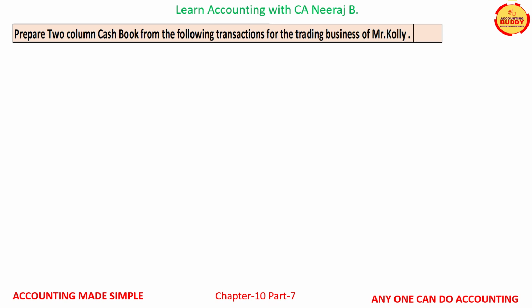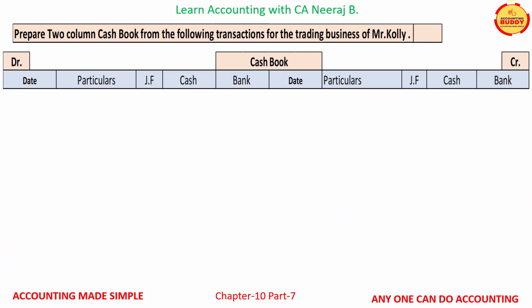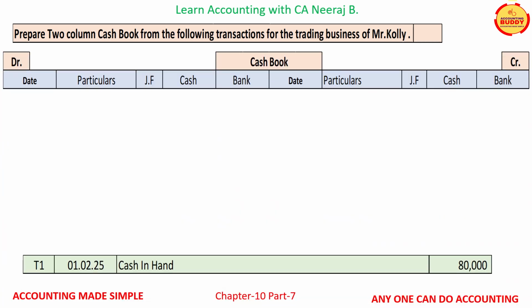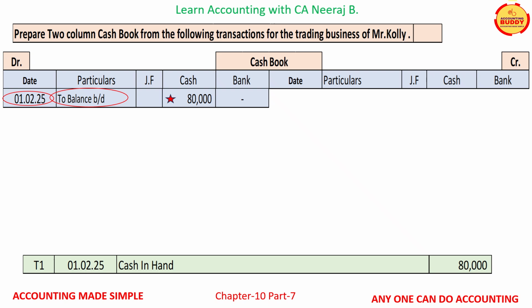Let us prepare a two-column cash book from the following transactions for the trading business of Mr. Kohli. The format of the double column cash book is displayed on your screen. Transaction T1 is as on 1st February 25, business is having a cash in hand balance of $80,000. Cash in hand balance is always a debit balance. Therefore, the opening balance of cash in hand of $80,000 will appear in the cash column on the left hand debit side of the cash book on 1st of February 25 by writing the words to balance brought down.